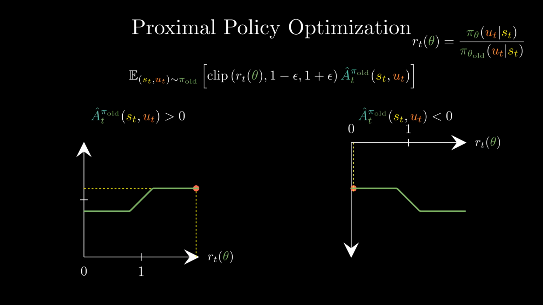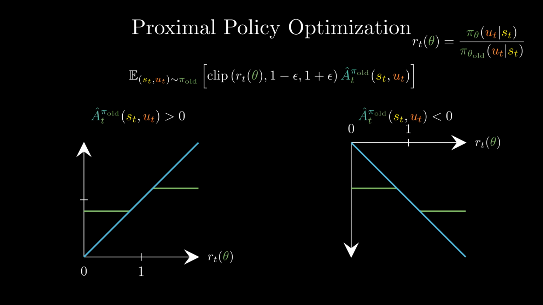For a positive advantage, the optimization encourages increasing the probability, but once the ratio exceeds 1.2, the objective flattens out, stopping further increases. For a negative advantage, a similar effect occurs. If the ratio drops below 0.8, the objective stops further decreases. But here's the problem. If the current probability ratio is outside this region, the clipped objective actually does not increase the probability when the advantage is positive, or decrease the probability when the advantage is negative.